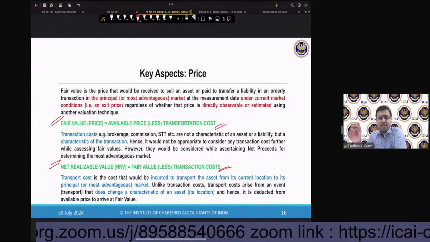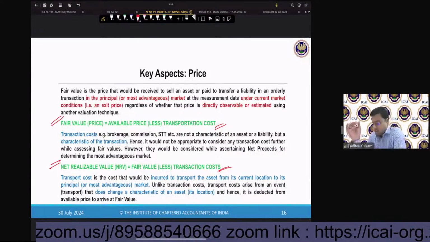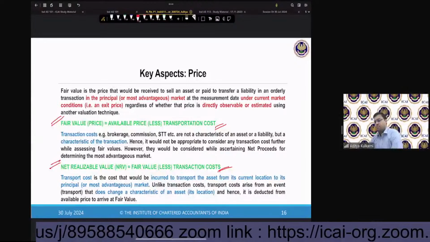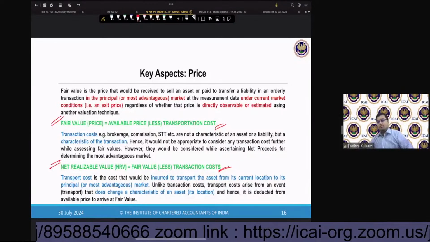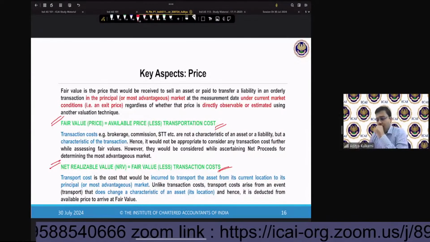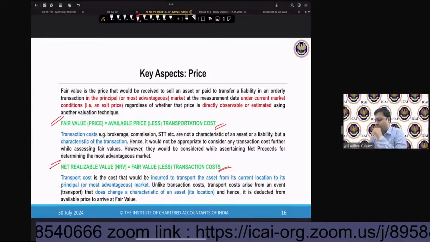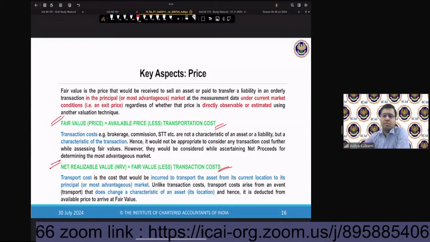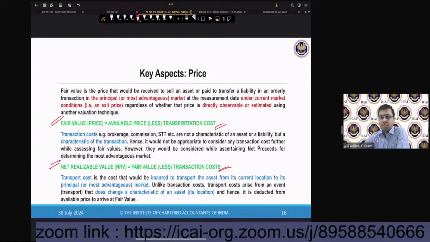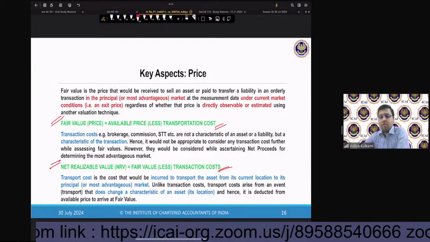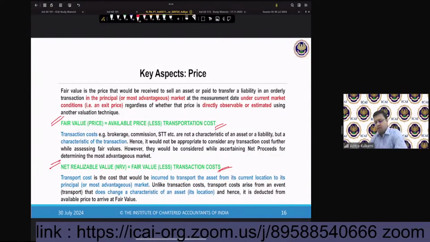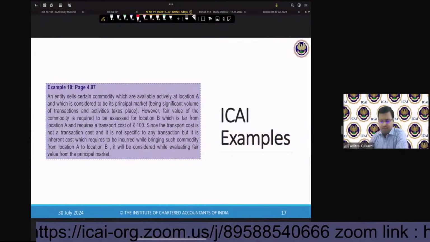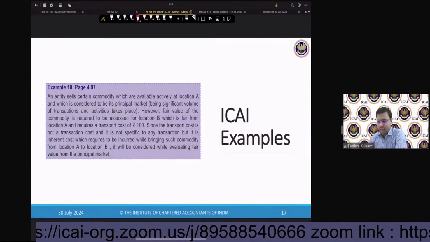Are we okay with this? Yes, are we okay? Manish, any doubts? Anybody has any doubts? Any doubts? Yeah, no doubt. Okay, fine. So let us proceed. So that is the definition of fair value. We have covered the definition.